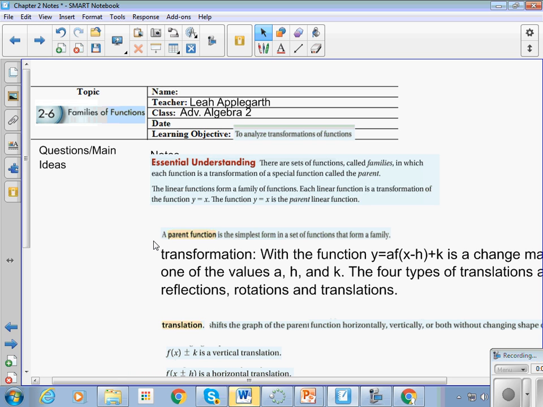We're going to be looking at a series of different families of functions. One of them that we're going to be looking at is the linear function. It's a very basic form. Its parent function is y equals x. A parent function, and so now you start your writing, is the simplest form in a set of functions that form a family. So for our case of y equals x, that's the simplest form of a linear function.